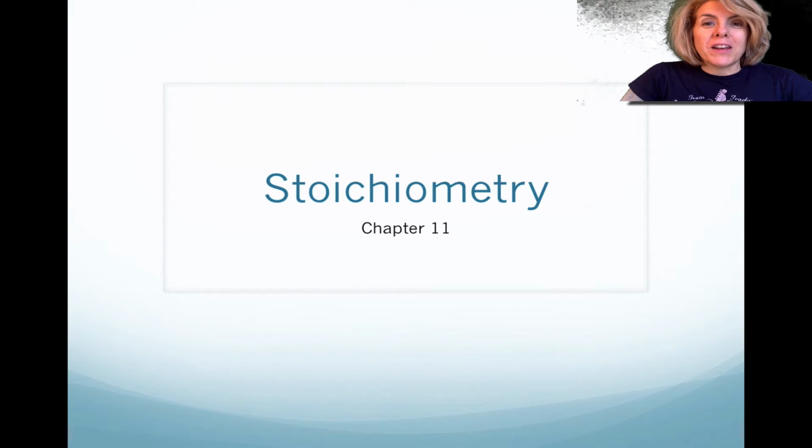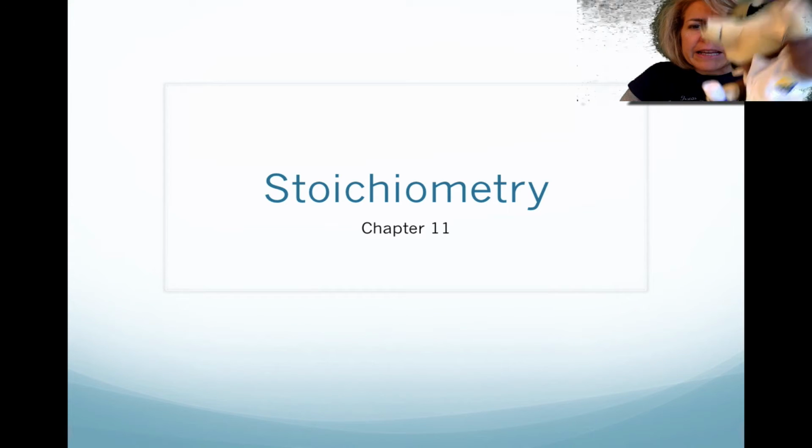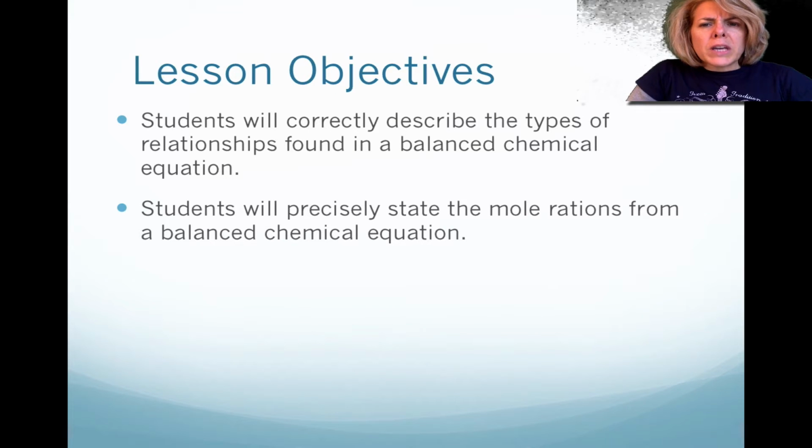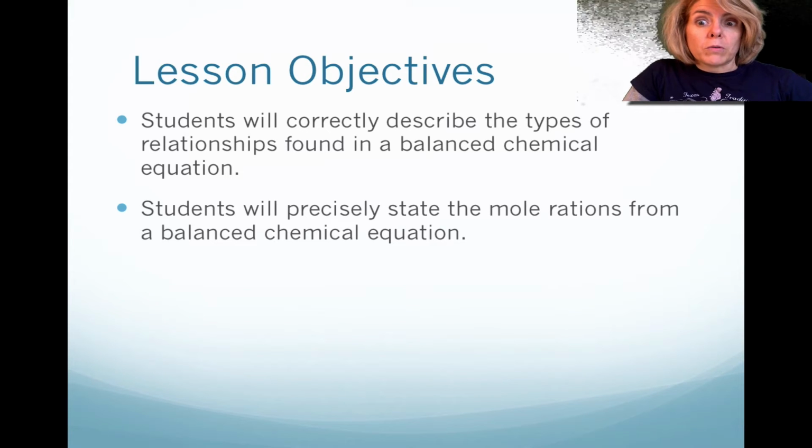This is Chapter 11, Stoichiometry Part 1. Some students kind of have mixed feelings about this chapter. They're like, what is stoichiometry? Well, we're going to bring our good friend the mole back, and he's going to help us to understand the following. So, we're going to look at what are the relationships that are found in a chemical equation, and it has to be balanced, of course. And then we're going to look at what we call mole ratios, and we're going to use those mole ratios to help us figure some things out.